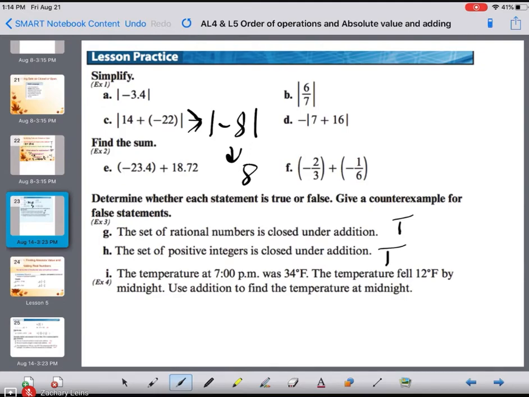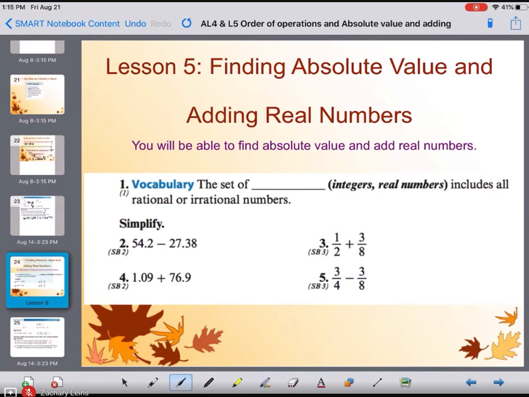And then let's see here. The temperature at 7 p.m. was 34 degrees Fahrenheit. The temperature fell 12 degrees by midnight. Use addition to find the temperature at midnight. So we're just going to do 34 degrees Fahrenheit minus 12 degrees Fahrenheit is going to be equal to, I'm just going to call this x, just the temperature at midnight, so that is going to be our unknown variable. So 34 minus 12 is going to give us 22 degrees Fahrenheit at midnight. All right, so again, we were just looking at finding the absolute value and adding real numbers.